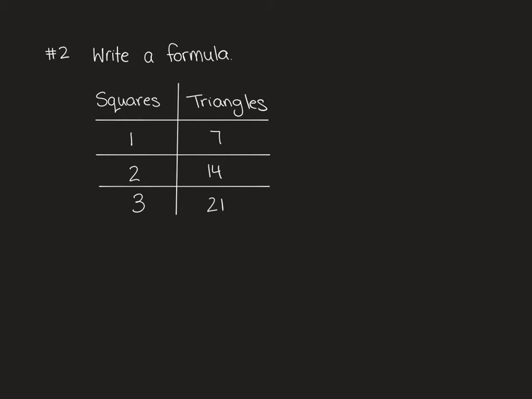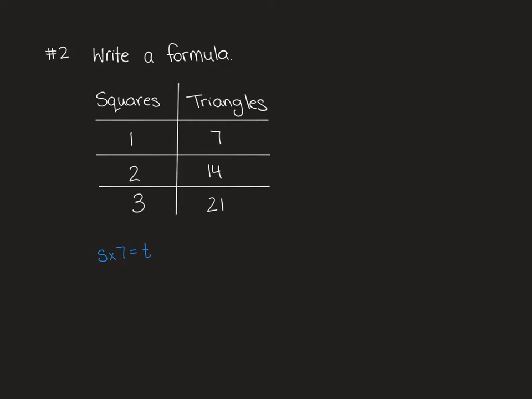For question 2, they're going to ask you to write a formula for a T-chart. So they'll give you the number of squares and the number of triangles. So 1 square is 7 triangles, 2 squares is 14 triangles, 3 squares is 21. So you might automatically notice that if you take the number of squares and you multiply it by 7, it equals the number of triangles. So that would be your formula.